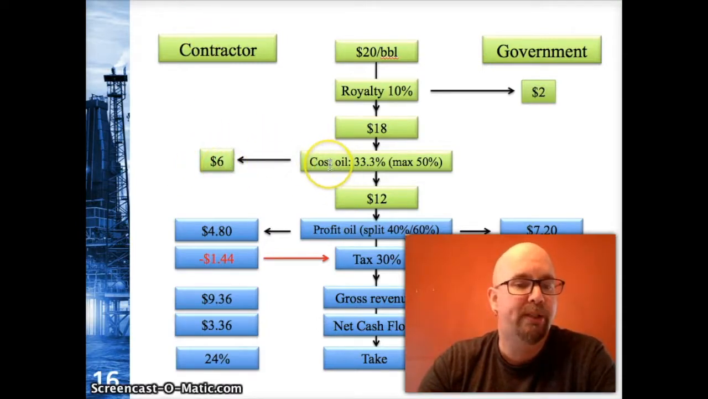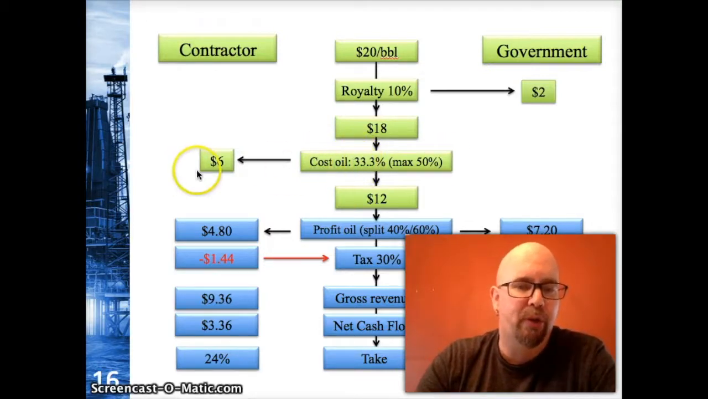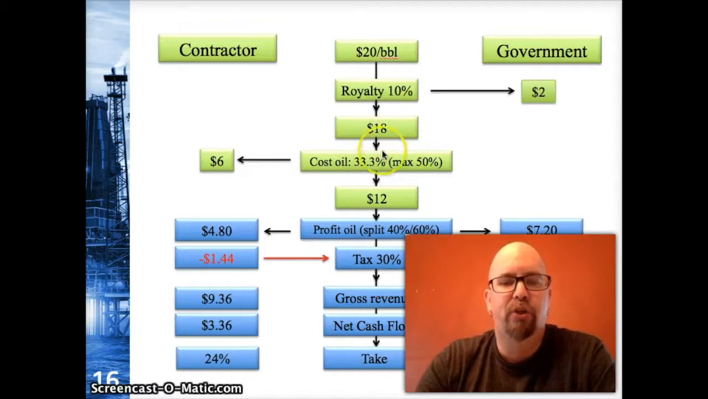And that is referred to as the cost oil, and that is split, 1/3 goes to them, and that's fine. So the other 2/3 comes down here, so it's $12. And this is referred to as the profit oil. And now we're actually starting to sell the oil to market.